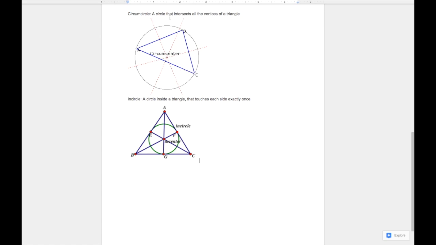And that's the definition of a circumcircle. A circle that circumscribes the triangle. It intersects all the vertices of the triangle.